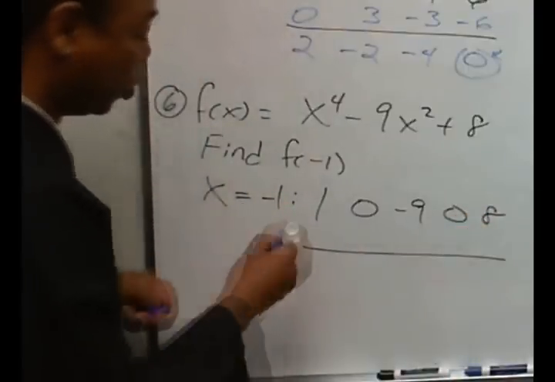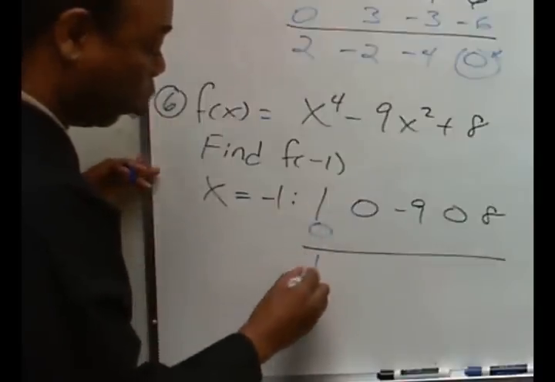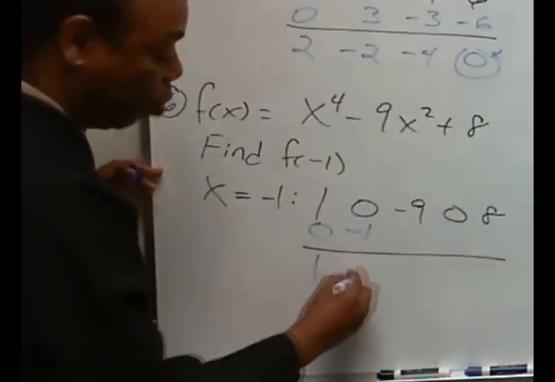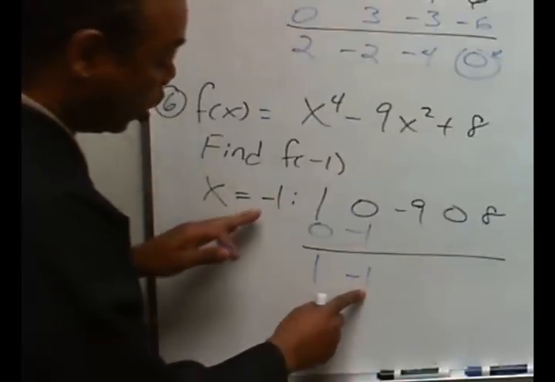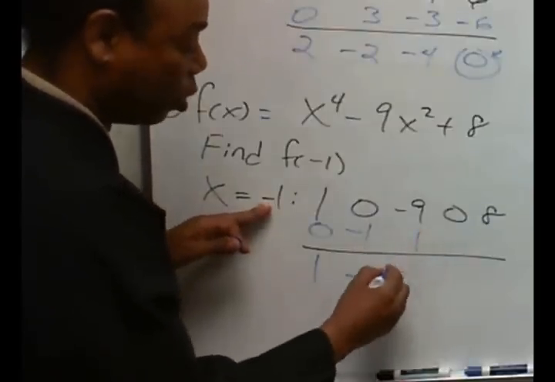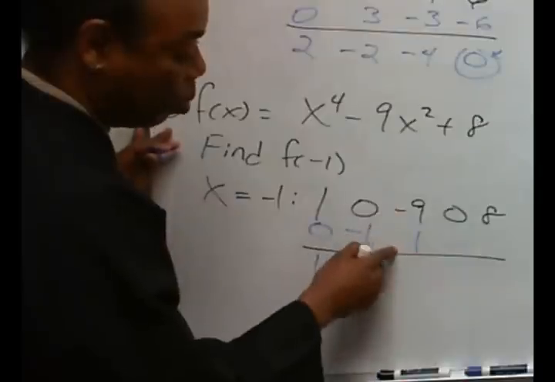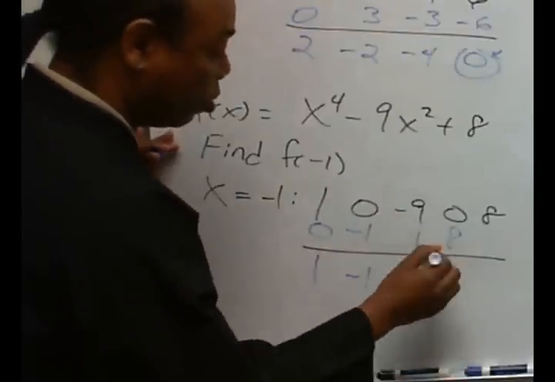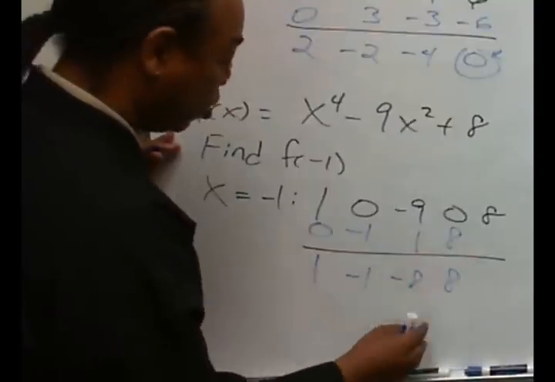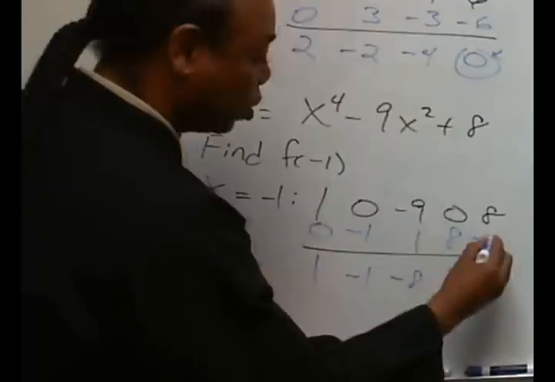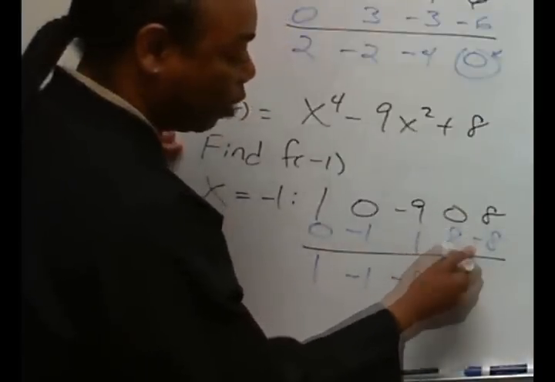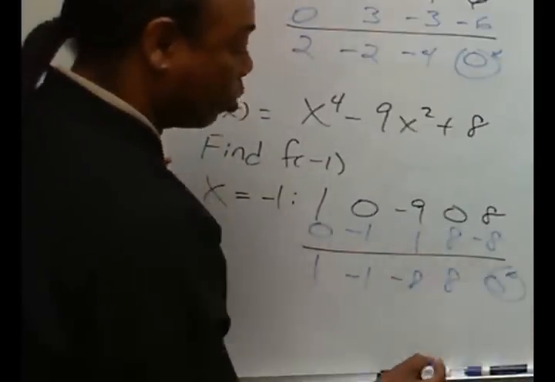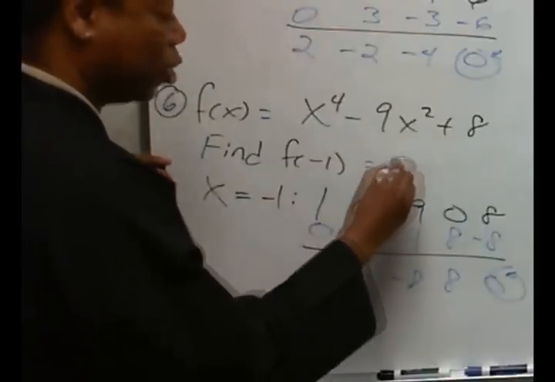Okay, we'll start off with 0 here. 1 and 0 is 1. 1 times -1 is -1. 0 and -1 is -1. -1 times -1 is +1. A -9 added to a +1 is -8. A -8 times a -1 is 8. A 0 and an 8 is 8. 8 times -1 is -8. And a +8 and -8 makes 0. Therefore, since this is the remainder, this evaluates to 0.